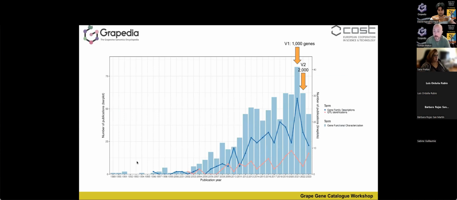So by 2021, we had incorporated 1,000 genes in the catalog, and you can explore them, not only the functions, but also their expressions. And by 2022, we had double the number of genes. We expect by the end of this workshop, around November 2023, to have the third version. And hopefully all the people that are joining us in this workshop and in the other sessions will include many more genes.